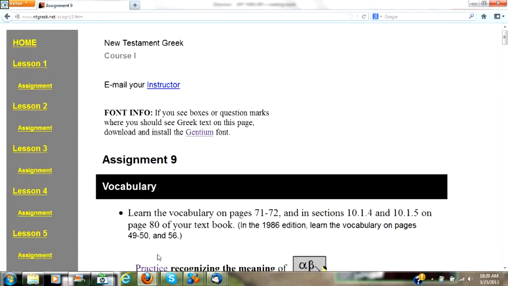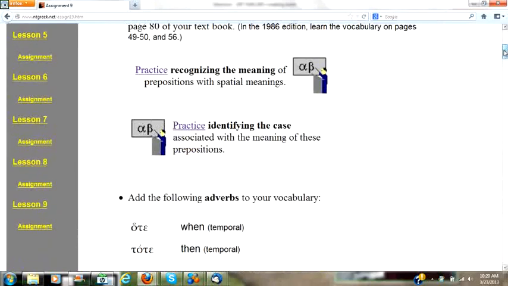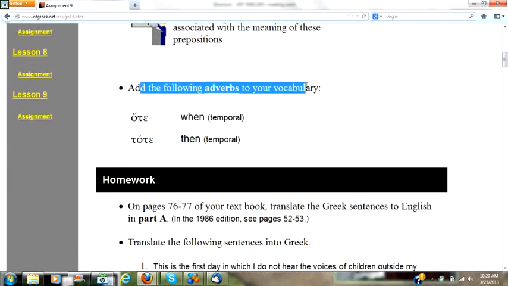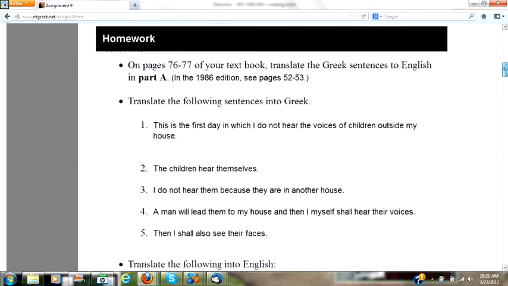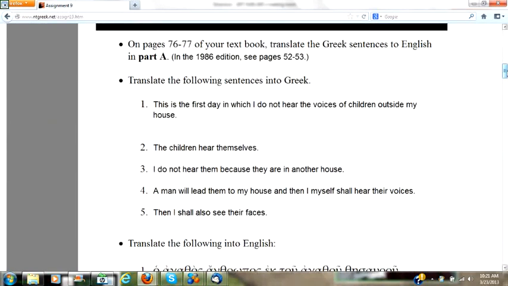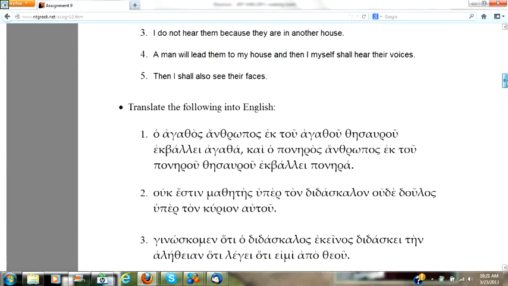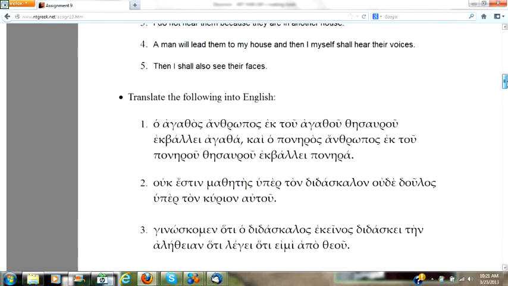So we'll take a look at the assignment page. I've already mentioned the two links to the practice pages for the prepositions. Be sure and learn these two adverbs, hate and tate, when and then. And your homework, first of all from the textbook, and then you have the English to Greek and Greek to English exercises online here.